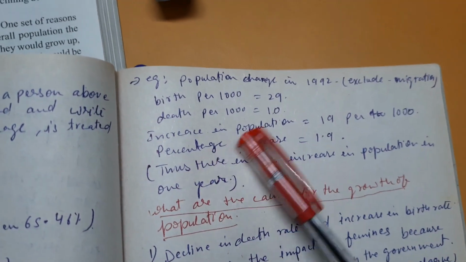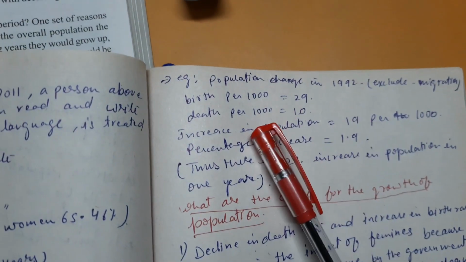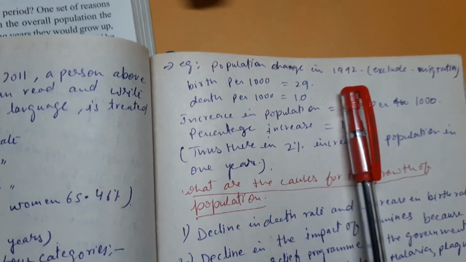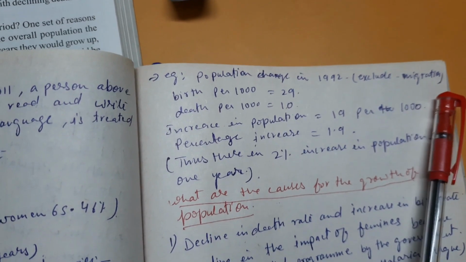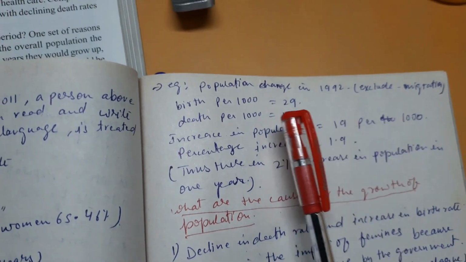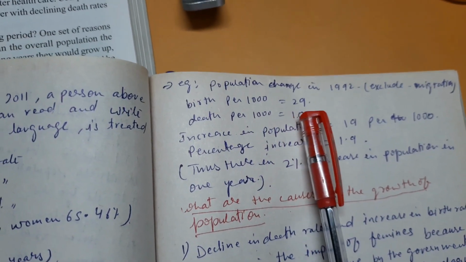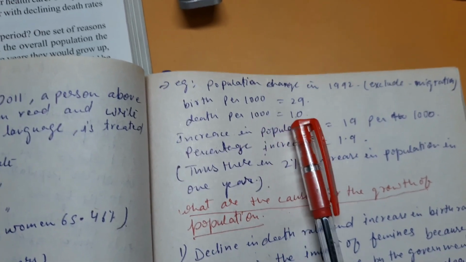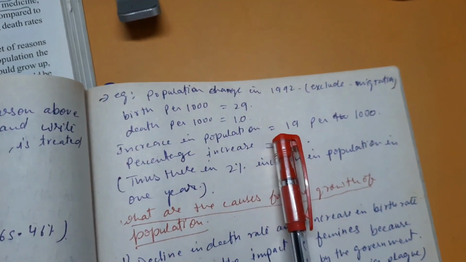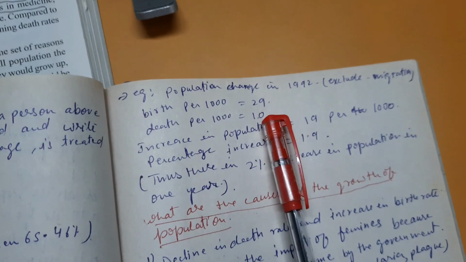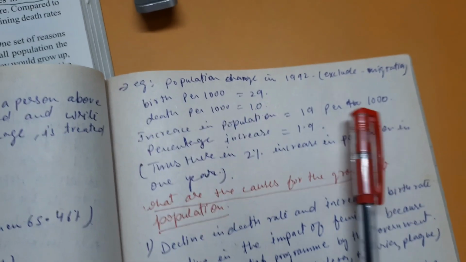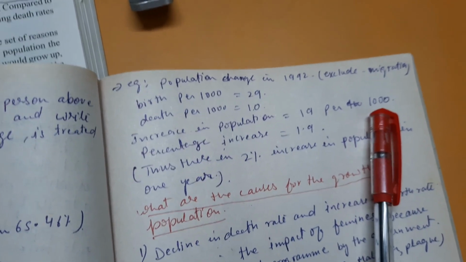Now children, what is the rate of increase in population? If you read the topic, we will find the population change in 1992. They have given you the example of the year 1992, and we have excluded all the migrants, either immigrants or out migrants. We should consider only the birth and death. Births per 1000 people were 29 and deaths per 1000 people were 10. So the number of births is higher than the number of deaths, and there is an increase of population. If you subtract 29 minus 10, it gives you 19 per 1000 people. So there is an increase of 19 people per 1000 people every year.